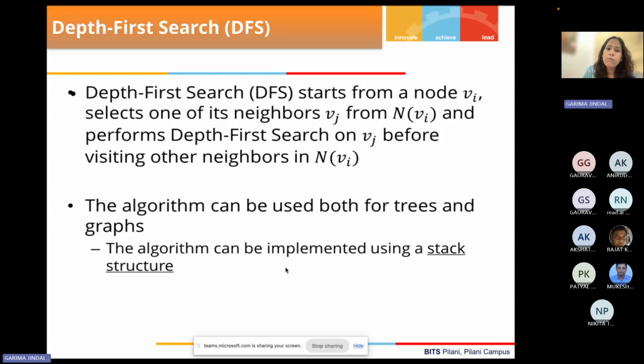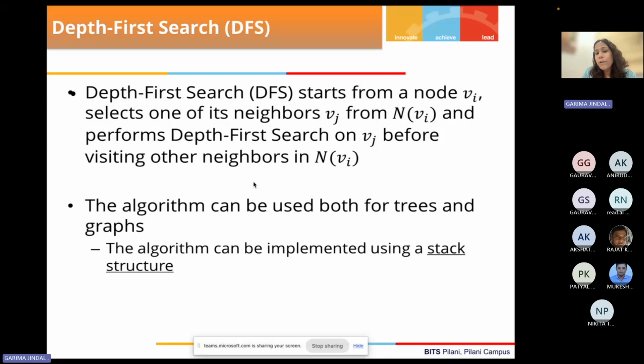So firstly, we will see what depth first search is. In depth first search, we start with a node, and select one of its neighbors from the neighbors of node vi. So first we will select one of the nodes, start from that node, and then select one of its neighbors. Then perform the depth first search on that node, and again try to find one of the neighbors of that selected node, and so on.